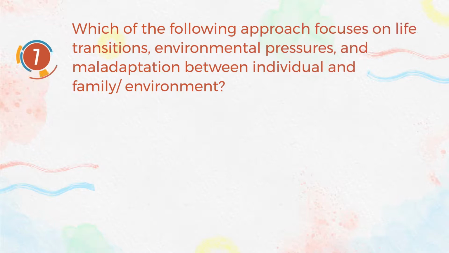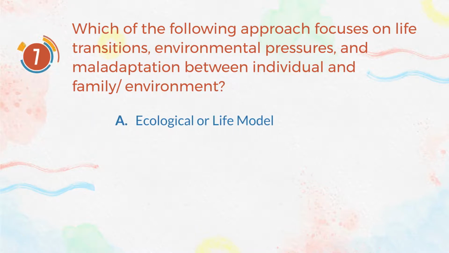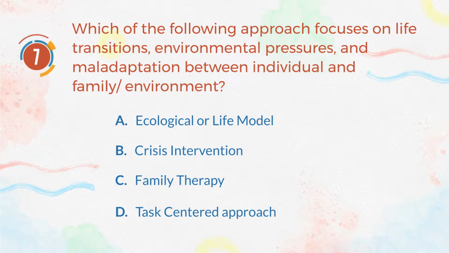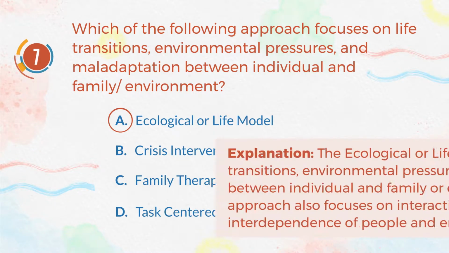Number 7. Which of the following approaches focuses on life transitions, environmental pressures, and maladaptation between individual and family, environment? A. Ecological or life model. B. Crisis intervention. C. Family therapy. D. Task-centered approach. The correct answer is A. Ecological or life model. Explanation.